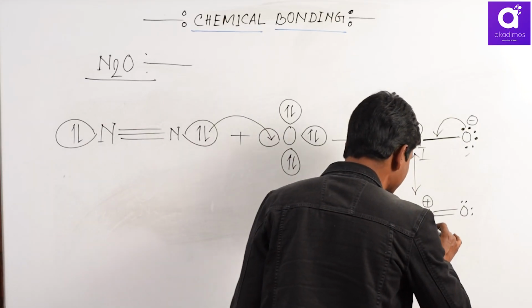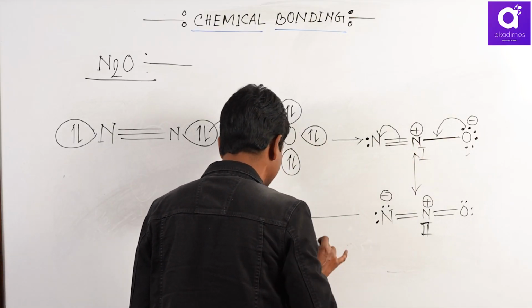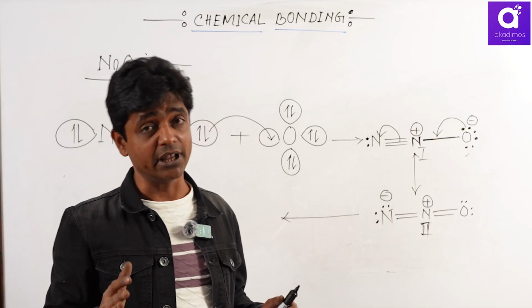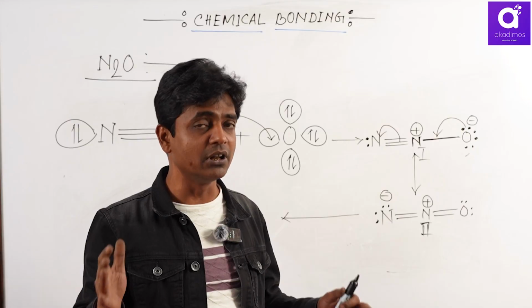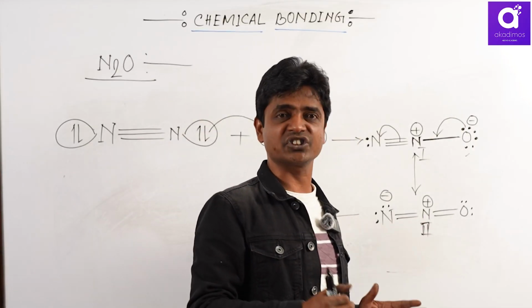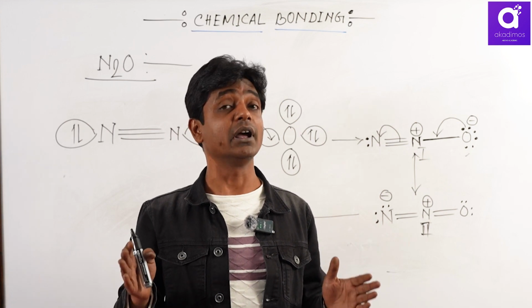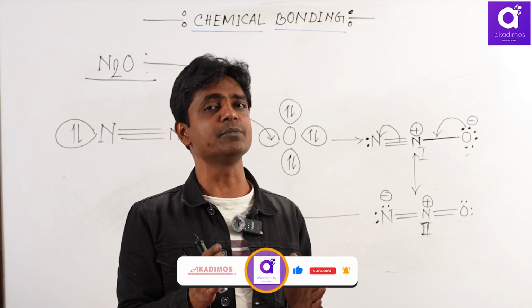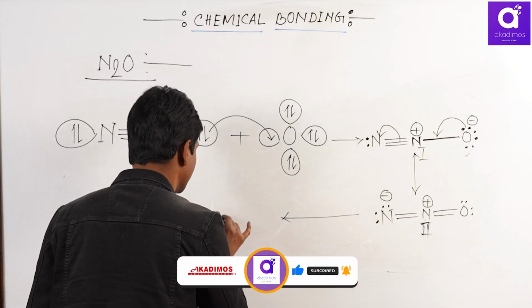Now I will make another molecule from this N2O. I told you many times about isoelectronic and isolobal. Isoelectronic means equal number of electrons. Isolobal means equal number of available orbitals. You know N plus has available orbitals 4, available electrons 4. That means you can structurally replace N plus by carbon. I'll replace N plus by carbon.